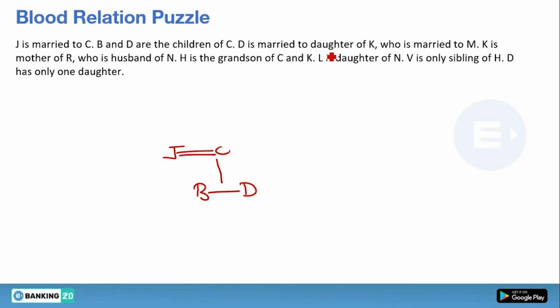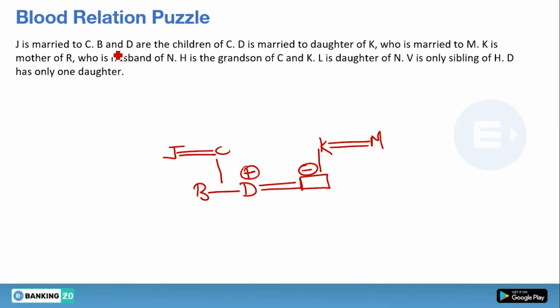D is married to the daughter of K. Okay, if D is married to this person, it is not mentioned who the daughter is. We will assume this person is blank, and this person is female. If this is female, then D automatically becomes male because they both are a married couple, and this person is the daughter of K, so K will go upside to this person. Okay, K is married to M. In this statement also, we don't know the gender of K and M, so we will not assume.